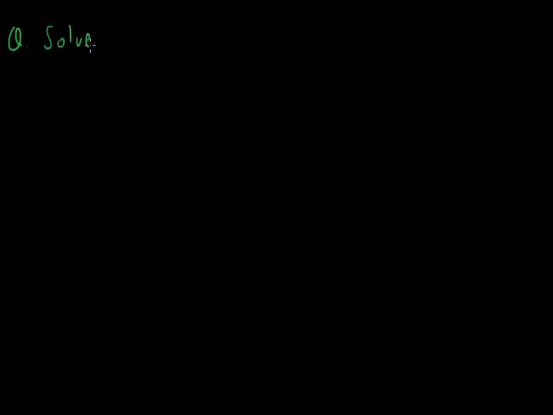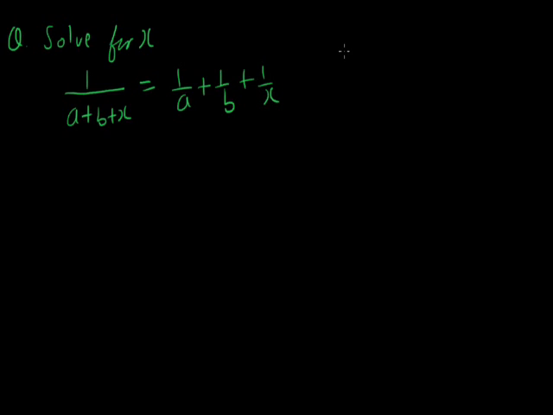Solve for x. 1 upon a plus b plus x is equal to 1 upon a plus 1 upon b plus 1 upon x, and it is given that x is not equal to 0 as well as x is not equal to minus (a plus b). So this condition is given to us. Now let's see how we can solve this.